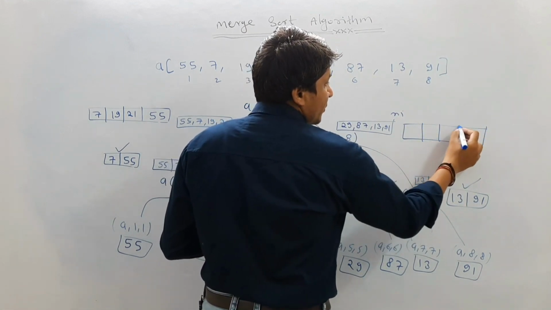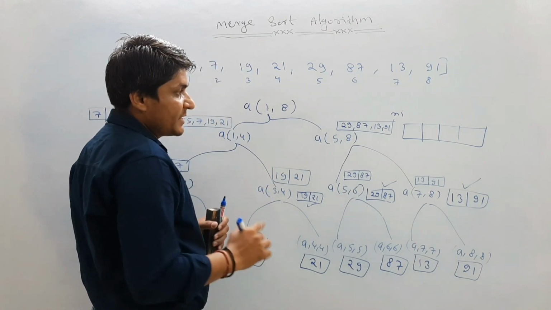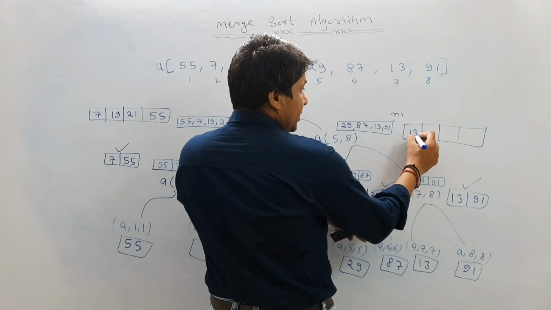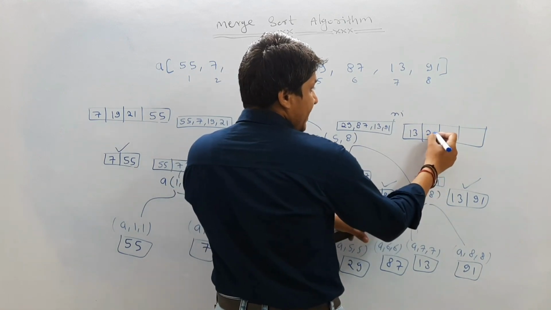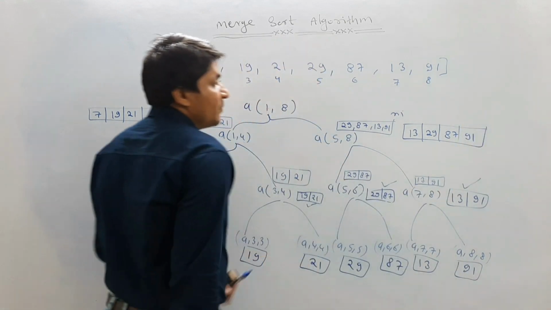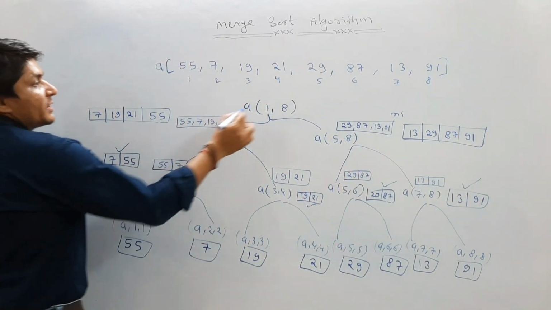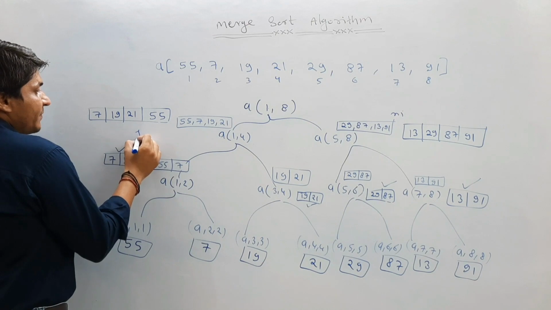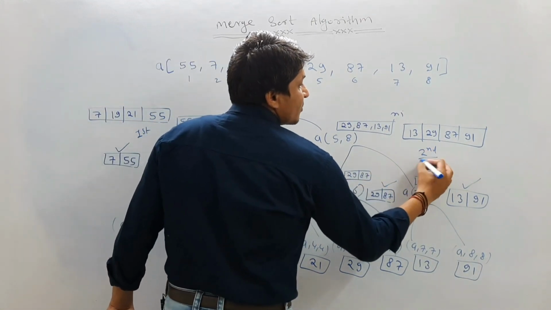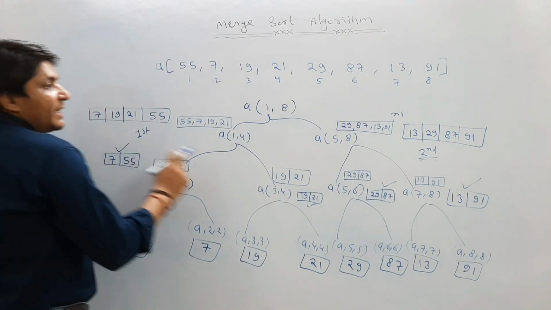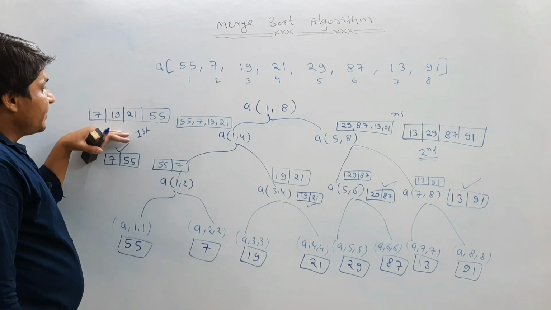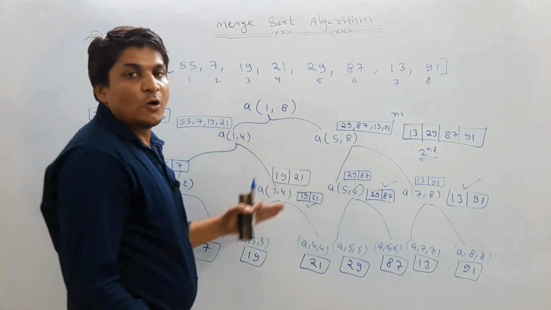So this is 4 elements. Now we need one array of size 4. If you apply merge procedure here, it is going to be 13, then 29, then 87, then 91, correct? Now for this problem, this is our first sorted subarray, and this is the second sorted subarray, correct? This is the first sorted subarray, and this is the second sorted subarray. Now if we are having a first sorted subarray and a second sorted subarray, how can we merge?